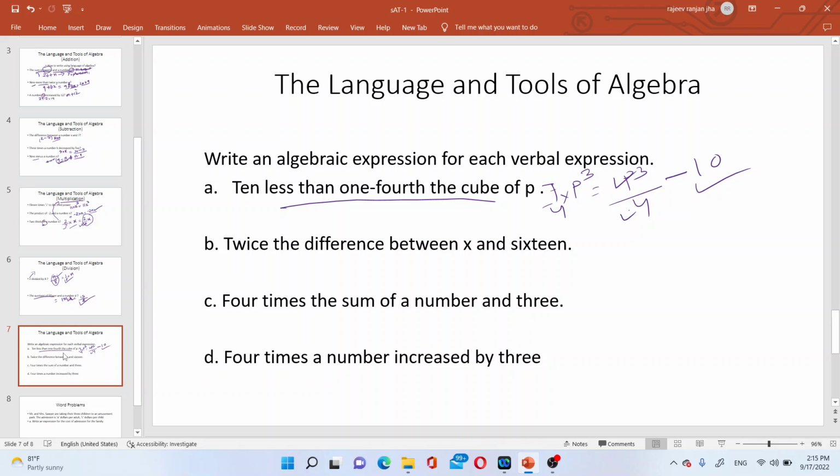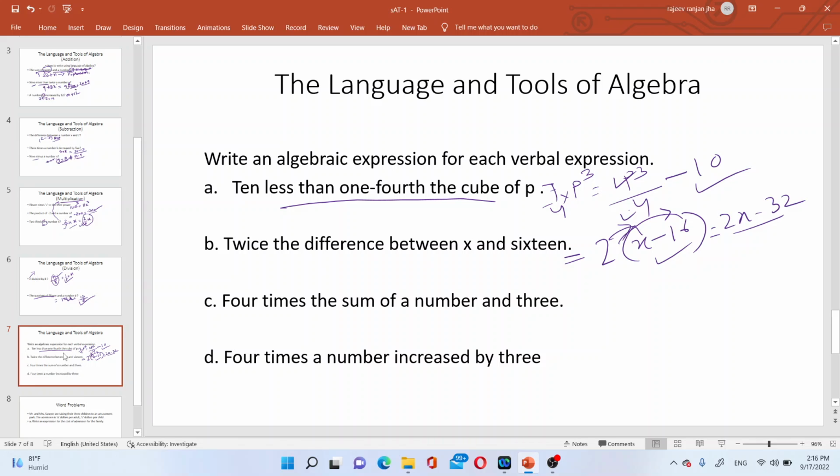Fine. Now we will solve it and you just check your answer. So difference between x and 16. First we write this x minus 16 and twice of it. So you multiply it by 2. This is the algebraic expression, or you can expand it to 2x minus 32. 2 will be multiplied with this and this. This is also correct. This is also correct.